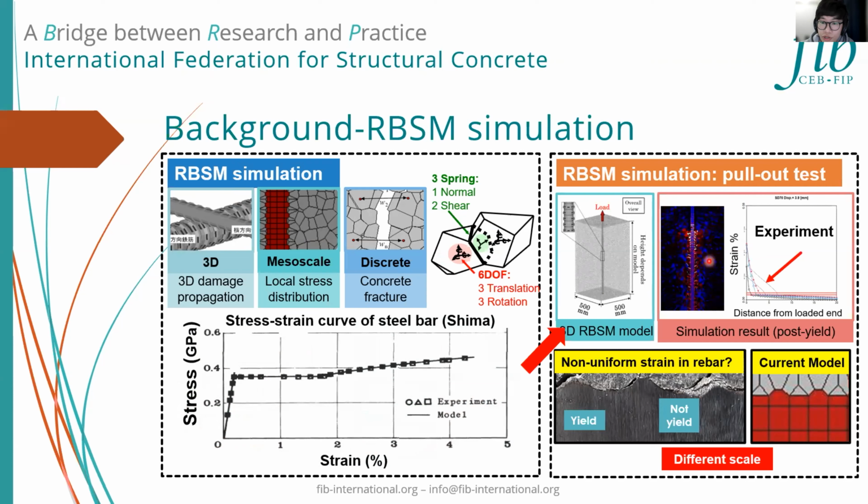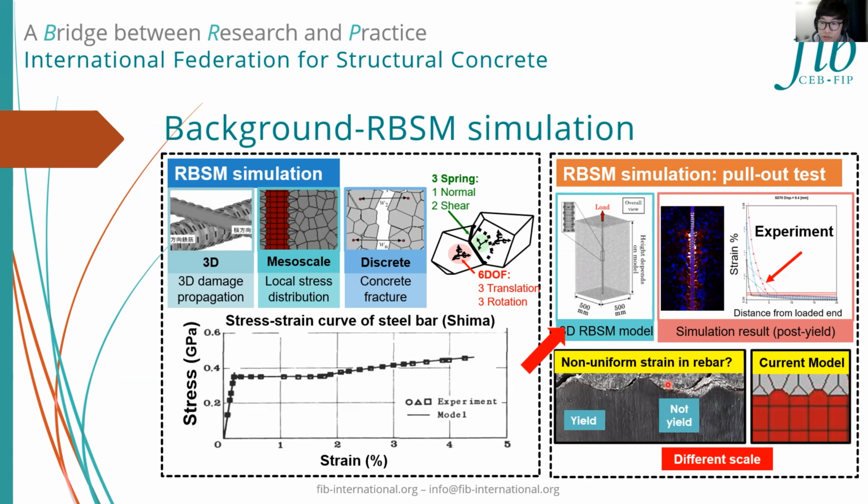And for this phenomenon, we guess non-uniform strain might occur on a very local scale in the steel bar due to the local bond. Like in the post-yield range, some part of the rebar is already yielded and some part isn't. And we cannot simulate it in the current RBSM model because the current mesh size is still not fine enough, which influences the stress transfer between the elements in RBSM and also our simulation result.